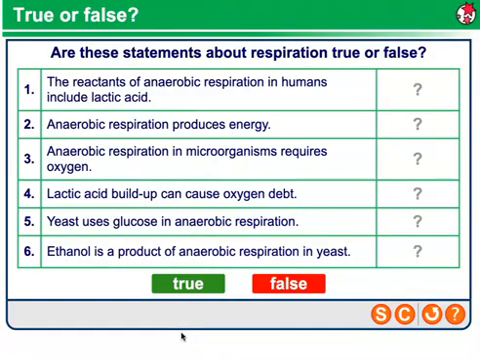So looking at these statements, are they true or are they false? Number 1, the reactants of anaerobic respiration in humans include lactic acid. Number 2, anaerobic respiration produces energy. Number 3, anaerobic respiration in microorganisms requires oxygen. Number 4, lactic acid buildup can cause oxygen debt. Number 5, yeast uses glucose in anaerobic respiration. And number 6, ethanol is a product of anaerobic respiration in yeast.